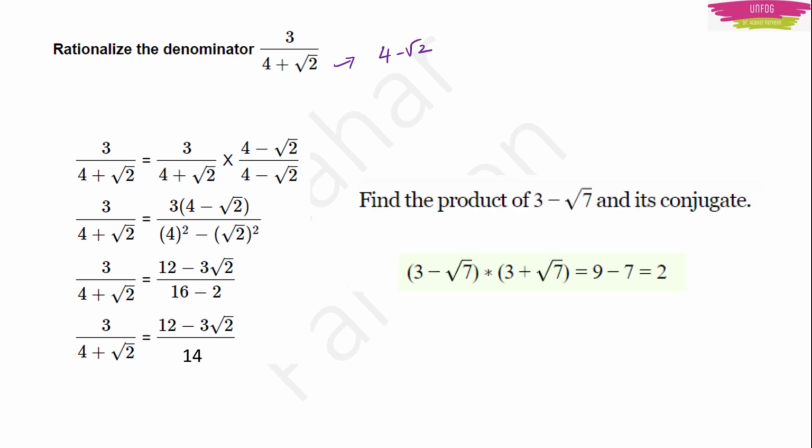Or if they ask you to find the product of 3 minus root 7 and its conjugate, first you find its conjugate, which will be 3 plus root 7. Then you apply the formula a plus b into a minus b equals a square minus b square, and it becomes 3 square minus root 7 whole square, or 9 minus 7, which is equal to 2. This is how you solve a problem when they ask you to find the product of a surd and its conjugate: first find the conjugate of the surd and then multiply the surd with its conjugate.